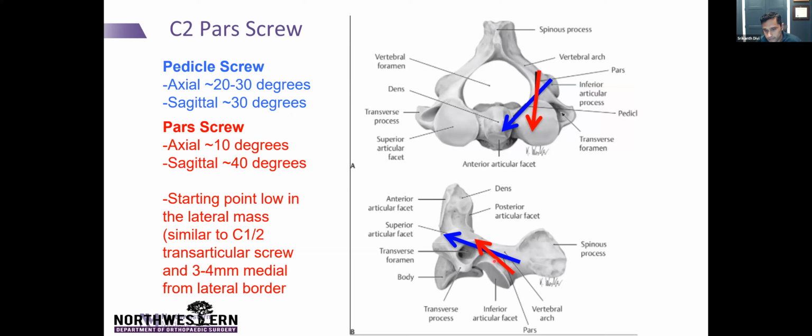So pars, because here's the inferior facet, there's a superior facet, there's that little quarter of bone we can use. This starts at a lower point in the dorsal bone column of C2, and a little bit more medial. So again, more medial and lower. So it has a more straightforward approach.